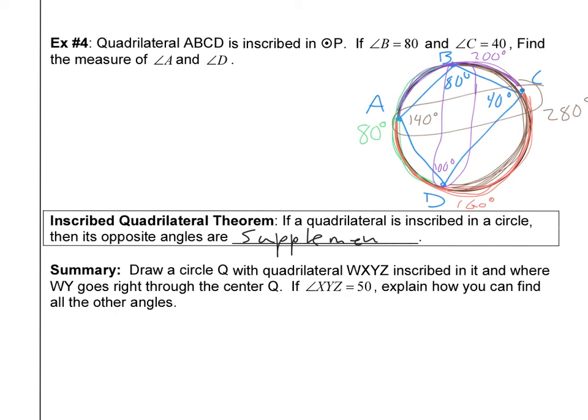So that's a super helpful tool. And if we had known that from the beginning, we could have just easily said, oh, well, this angle is 100 because it's across from 80, and this angle is 140 because it's across from 40. Cool little rule. If we can remember that, we can apply that to lots of different problems.